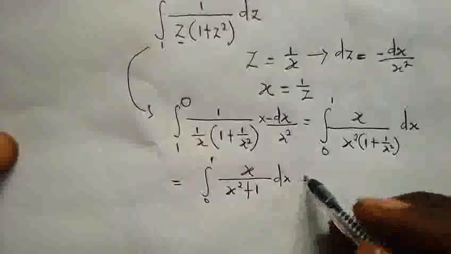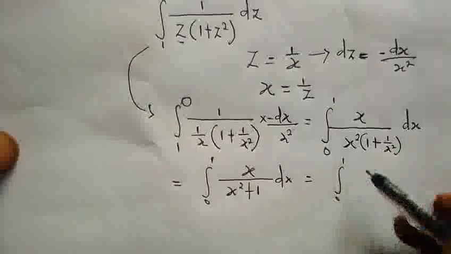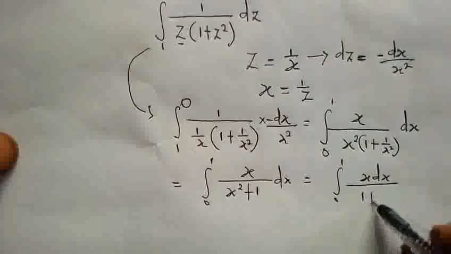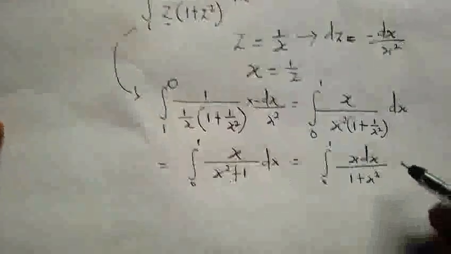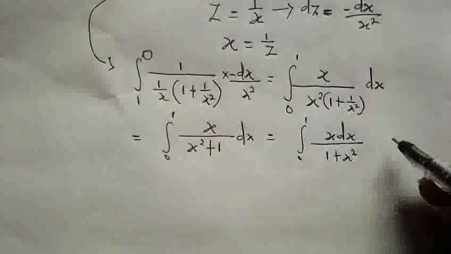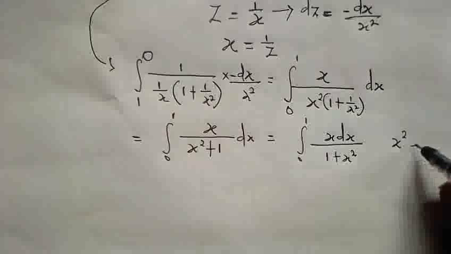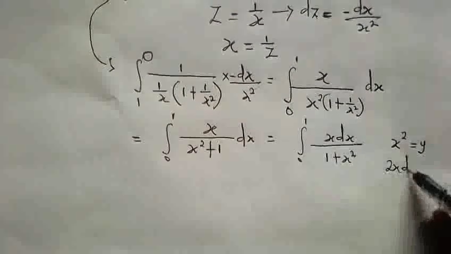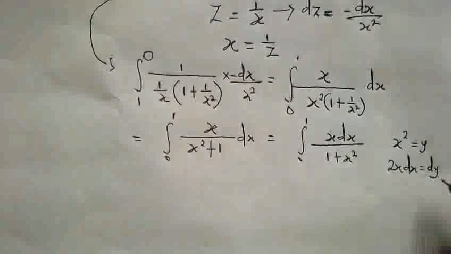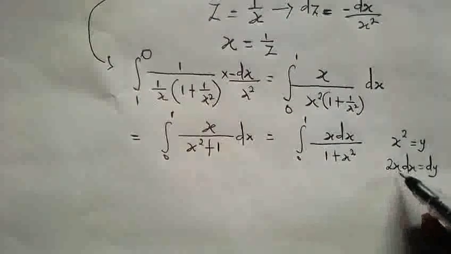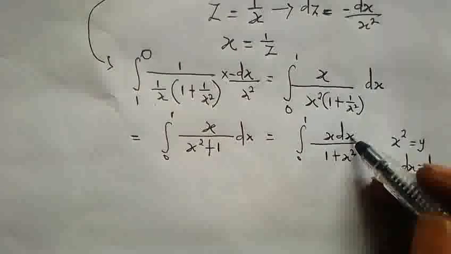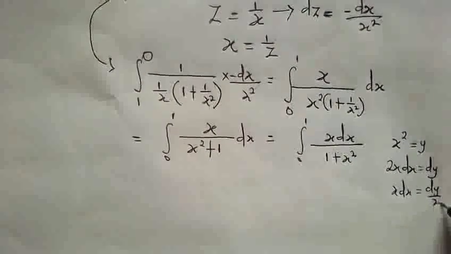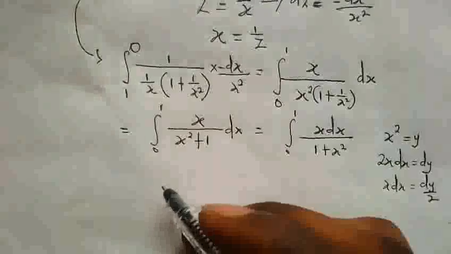So I can write this as follows: integral from 0 to 1, x dx all over 1 plus x raised to power 2. So making my final substitution now, let x squared equal y. Differentiating both sides, we get 2x dx is equal to dy. So we can make x dx the subject, since we have x dx here: x dx is equal to dy all over 2.